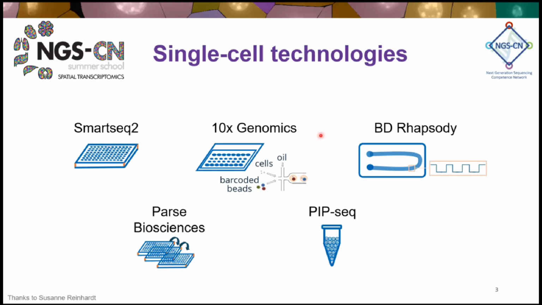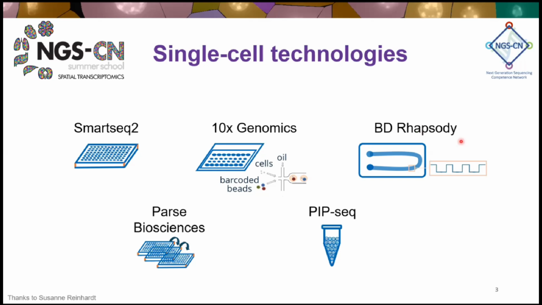Then there is probably the most widely used technology, called 10x Genomics. I think it has been around for 8 years or so. Here cells are captured in oil droplets. These oil droplets have beads, and these beads are barcoded. By this, we can identify the cells. You can use 10x Genomics for up to 10,000 or even 100,000 cells, and it works quite well.